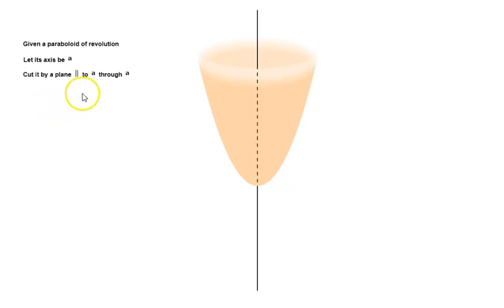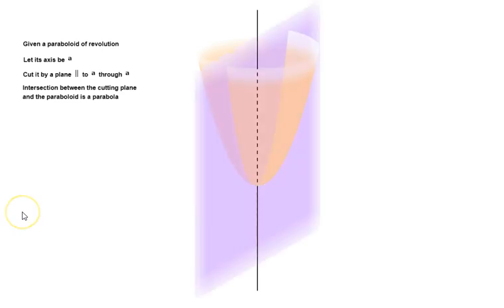Now, if we cut it by a plane parallel to this axis through A, then the intersection between the cutting plane and the paraboloid is a parabola. So let's first of all cut it by a plane, and now let's take the intersection between this cutting plane and the paraboloid. So this is our intersection between the purple plane and the paraboloid. Now the parabola of intersection is the generator of the paraboloid. So let me show you.